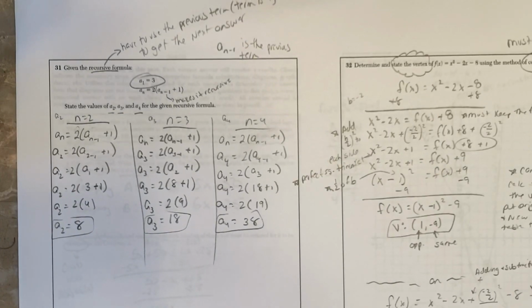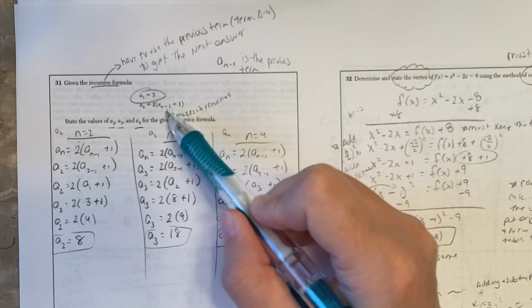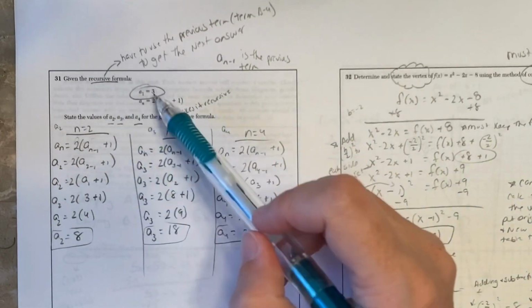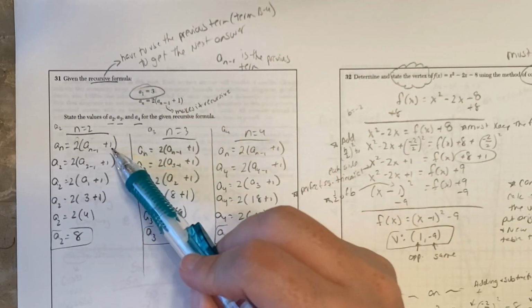31. Hopefully you guys are doing okay with these part 2s. All right, given the recursive, and you know it's recursive because it's n minus 1 right here. Okay, that just means you're going to use the previous term before it to get that actual answer. All right, so they gave us A1. We want 2, 3, and 4. You guys have done this a ton for me. So just copy down what they give you.